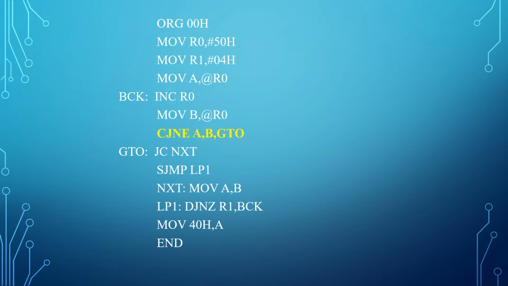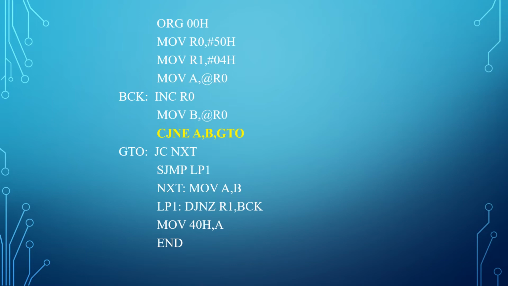ORG 00H, MOV R0, #50H, MOV R1, #04H. So this 04 stands for the number of comparisons. We have 5 numbers, so we have to perform 4 comparisons to arrive at the final conclusion, which is the largest number. So we are setting a counter with the help of R1. The initial value will be R1 equal to 04.